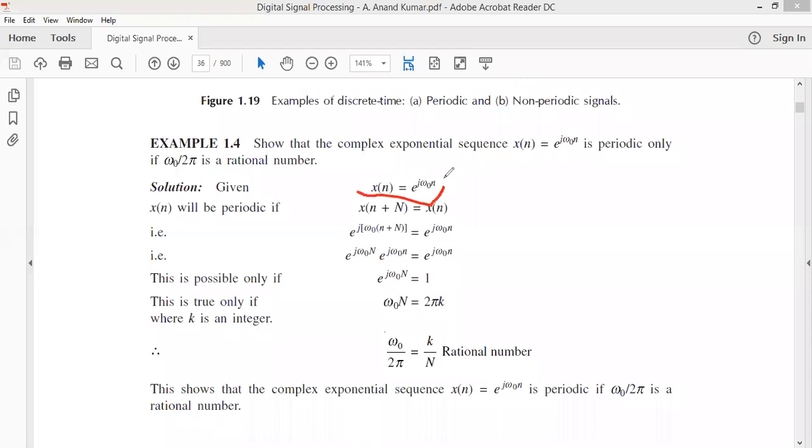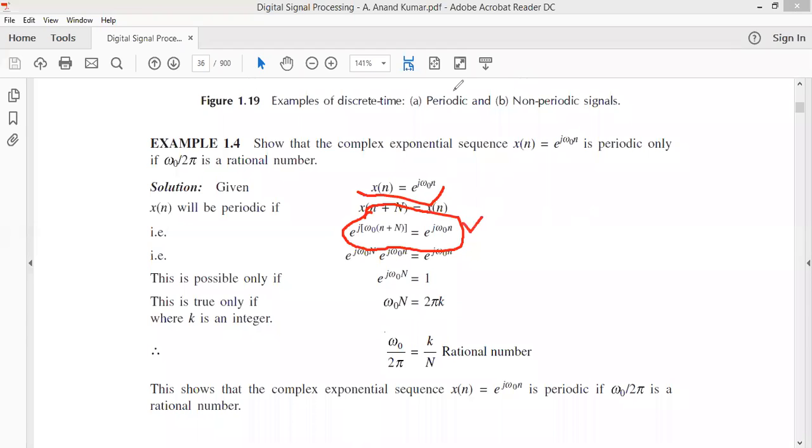Okay, e power j omega naught n. Substitute n is equal to n plus capital N. So what we get here, e power j omega naught n. So it has to satisfy this condition: e power j omega naught (n plus N) should be equal to what? e power j omega naught n. Then if this condition is satisfied, then we say that it is periodic.